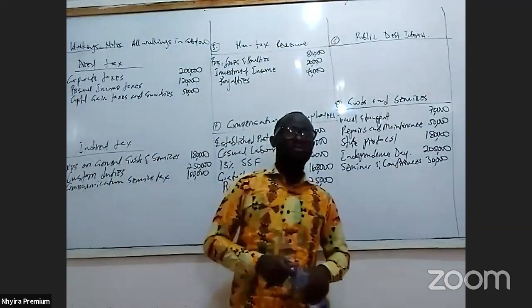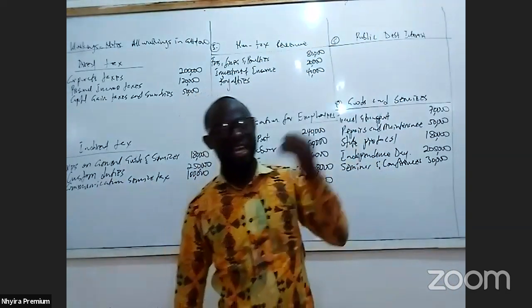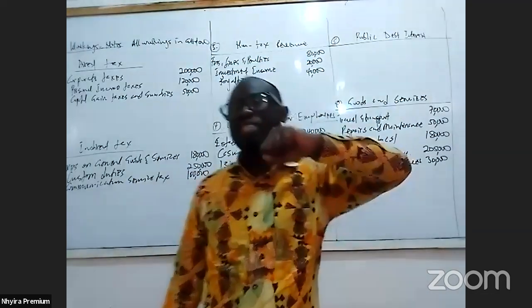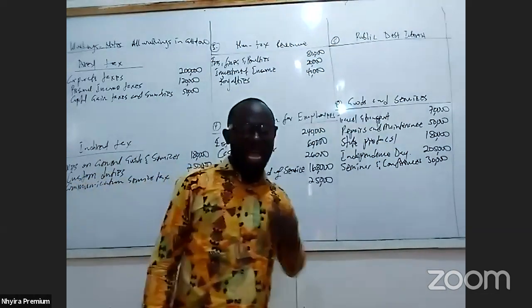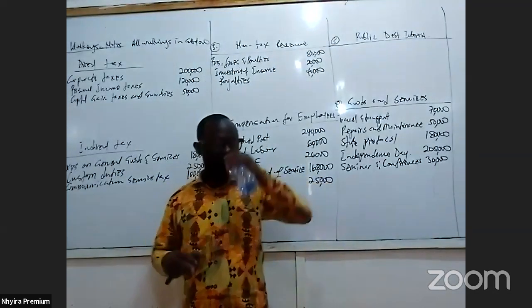So maybe the fertilizer is 20 Ghana cedis per bag. The government can say, let the cocoa farmers pay 15 Ghana cedis. So government has subsidized it by 5 cedis. That is also an expenditure, and that will go to the face of the statement of financial performance.